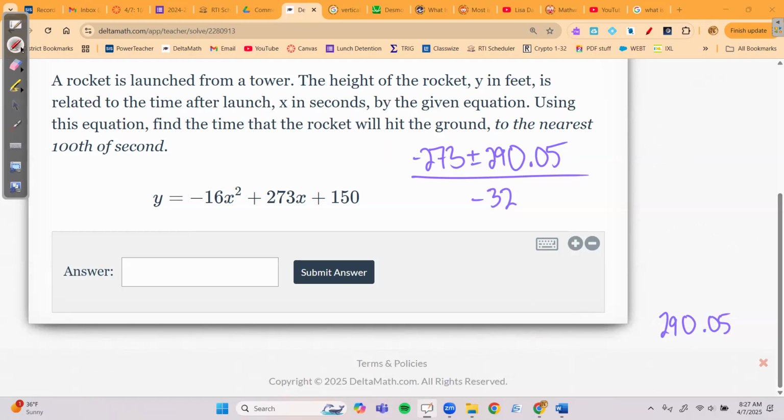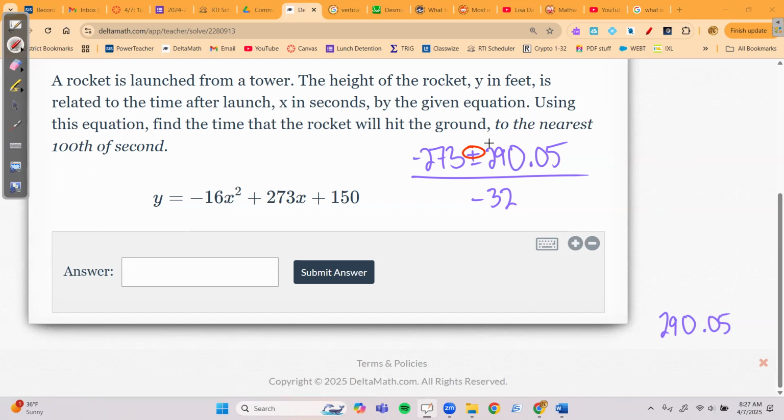Imagine we traced the plus pathway, this one that I'm circling, plus. If you took negative 273 and added 290, what would you get? Positive or negative? You'd get a positive. And what's a positive divided by a negative? A negative. So we can omit that answer. We would agree. And you might say, well, why do I get a negative? That doesn't seem fair to me that I even could.